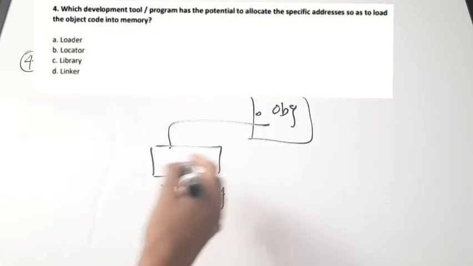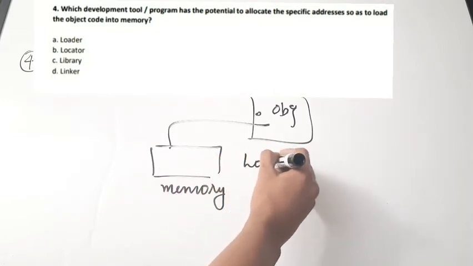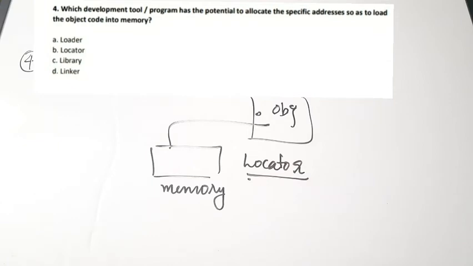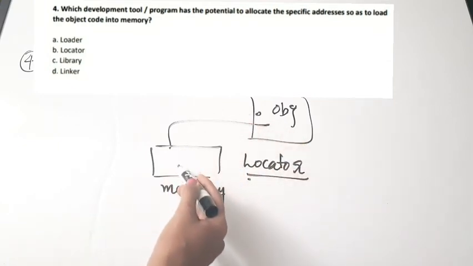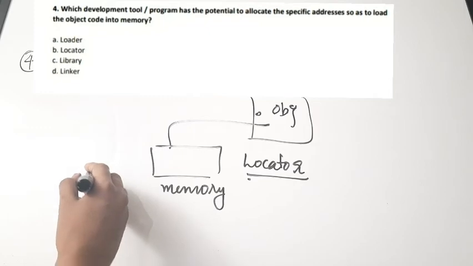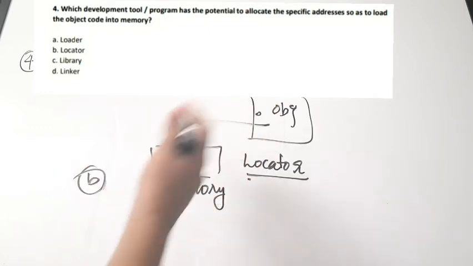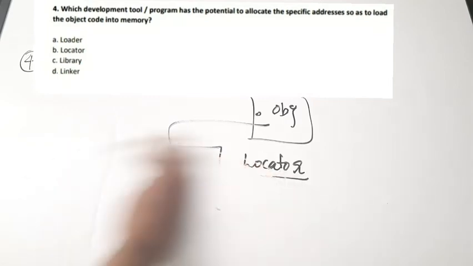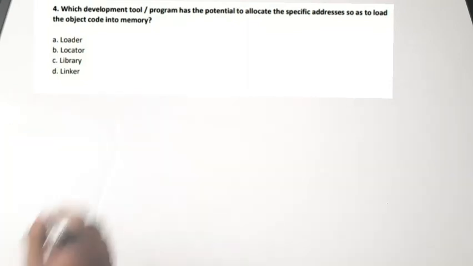The correct answer is locator. So in order to locate the object code to the memory, we are using a locator. Okay, next question. So here the correct answer is B. The object codes are loaded to the memory with the help of a locator. Okay, correct answer is B.